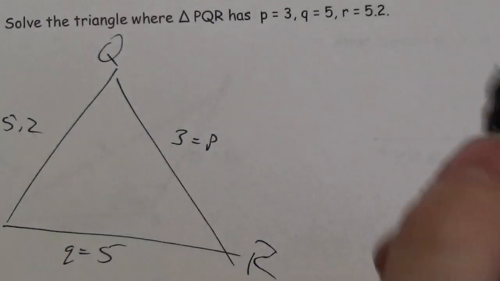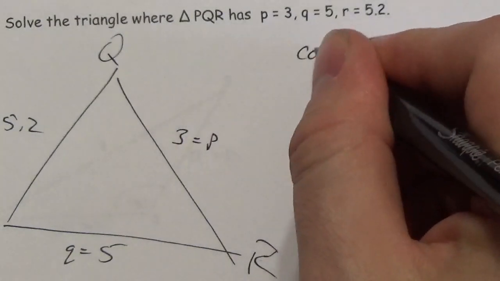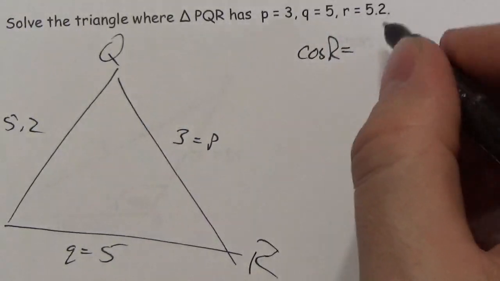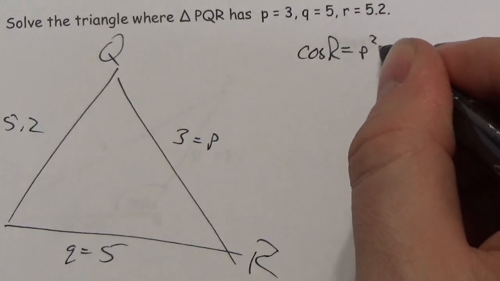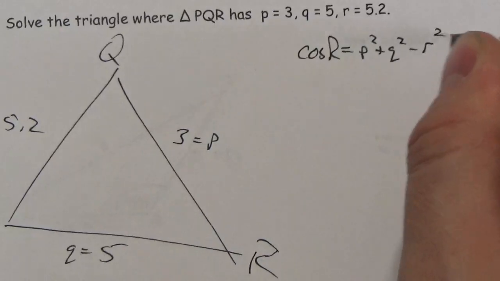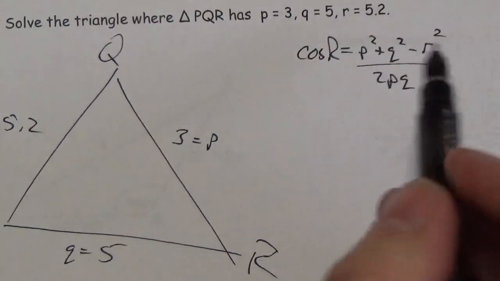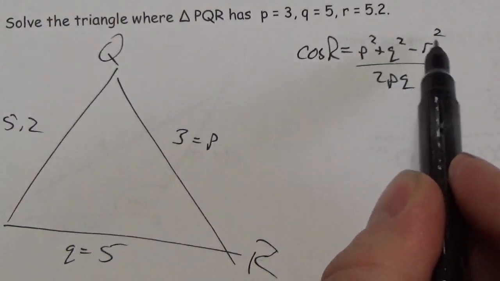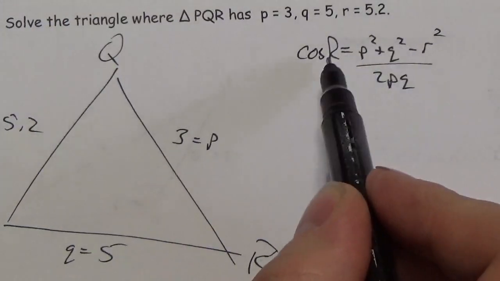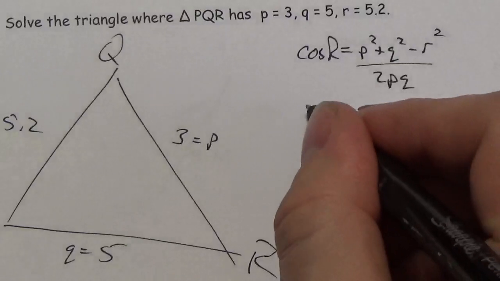So here we go. We're going to find angle R here. So the cosine of R will be p squared plus q squared minus r squared over 2pq. I recognize the pattern, and I know that the little r is the one that I subtract because it's opposite the angle that I'm looking for.